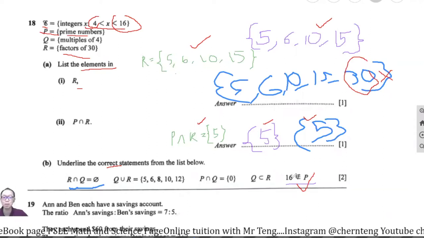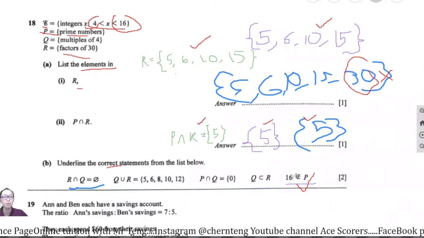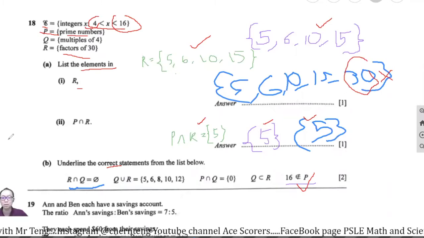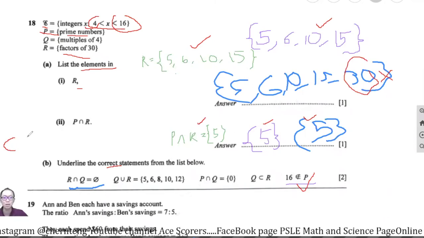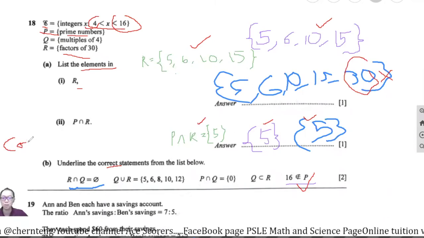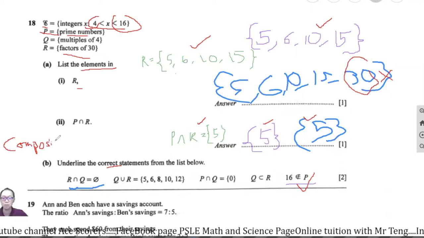What's the opposite of prime? What's the name that's the opposite of prime number? Anyone? Non-prime? No, it starts with the letter C. Anybody knows? Nobody. Composite, right? Composite number. Okay, so composite numbers are non-prime numbers.